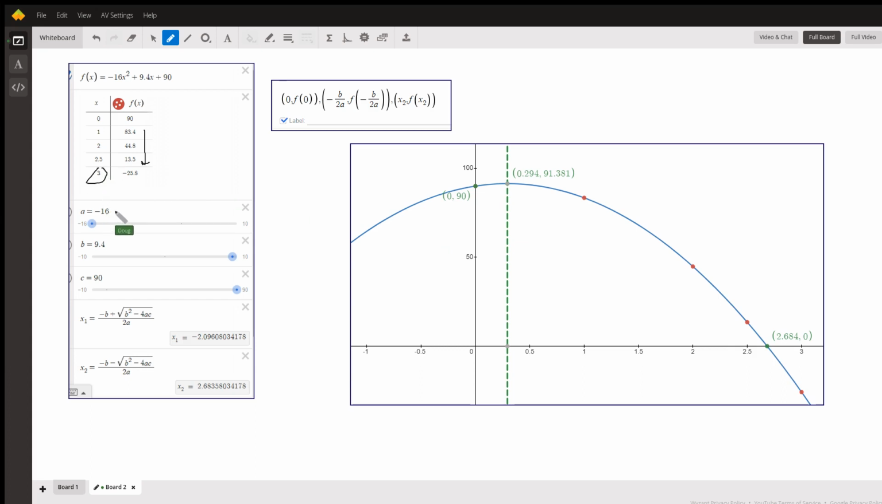And here I've let a equal -16, b 9.4, c 90. Here are the two possible values using the quadratic formula. It looks like this x of 1 way out here to the left is -2.09. But here's x of 2 with quite a few decimal places. So after 2.684 seconds, the flower pot will hit the ground.